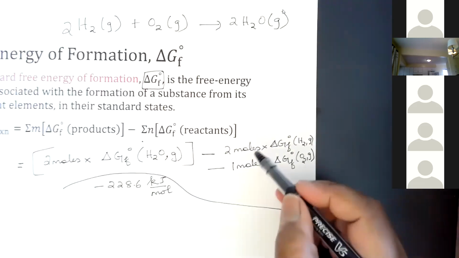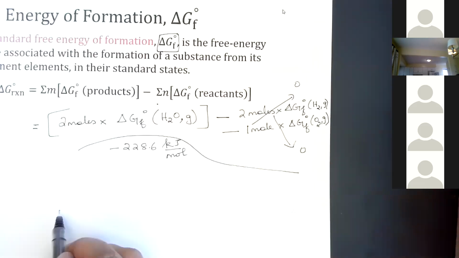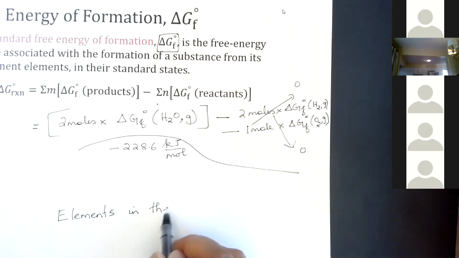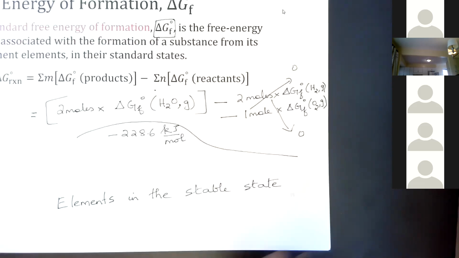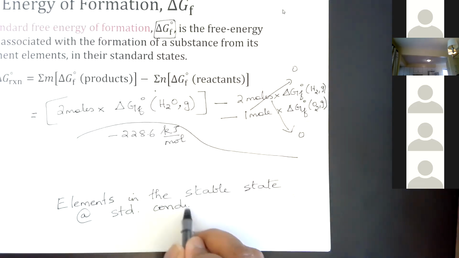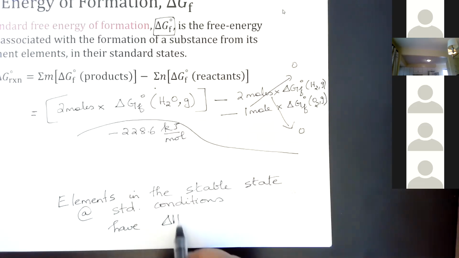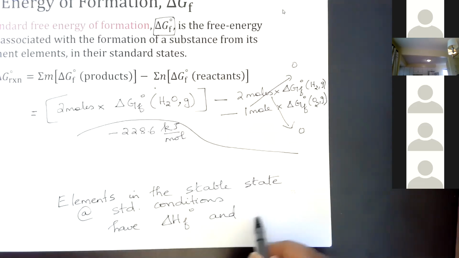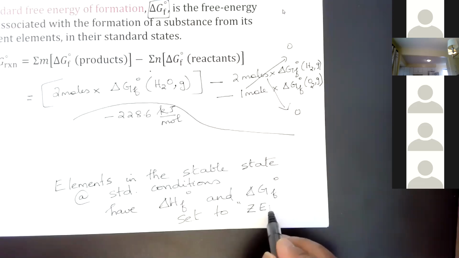Okay. Now we said that's 0. Reason: elements in their stable state at or under standard conditions have delta HF0 and delta GF0 set to 0.